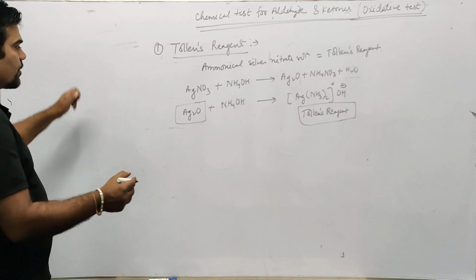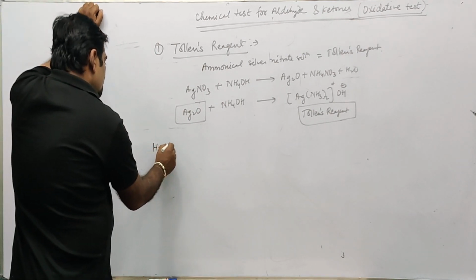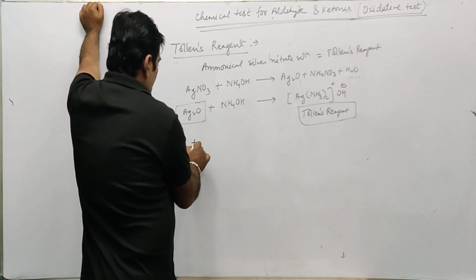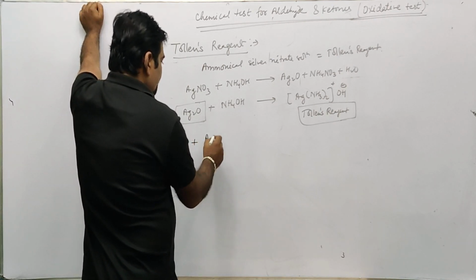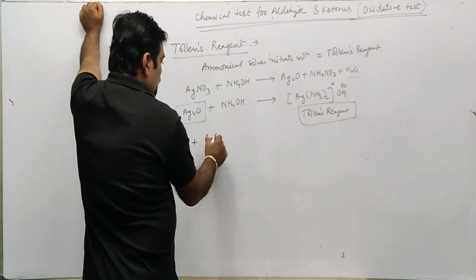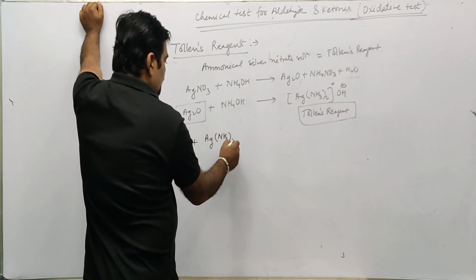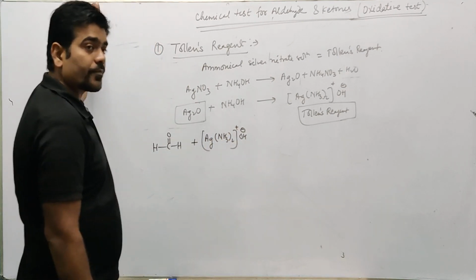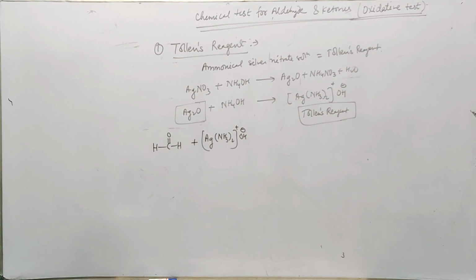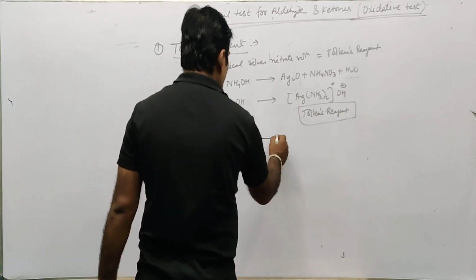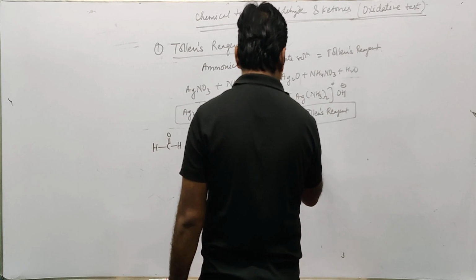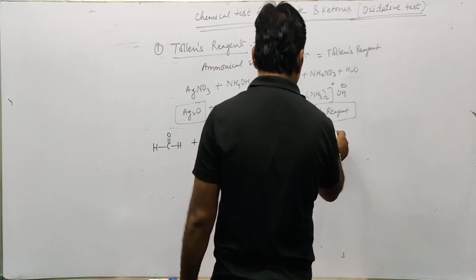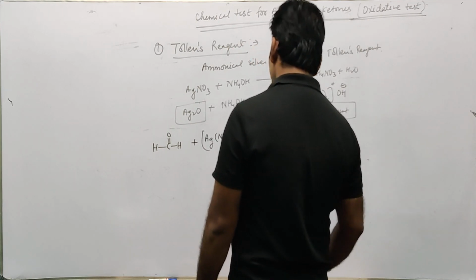Okay, what happens? Suppose there is formaldehyde. We will start from formaldehyde, HCHO. And we have used what? Ag+, simply, Ag2O or Ag(NH3)2 OH. This is plus, this is minus. So in the presence of this, what happens? This is converted to HCOO minus, plus silver ion is getting reduced to silver precipitate.